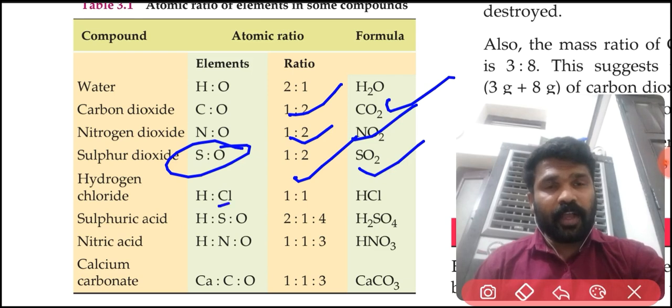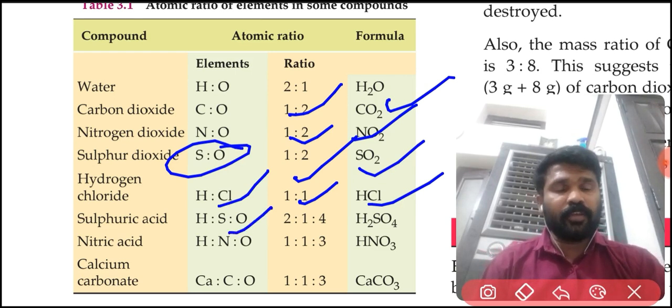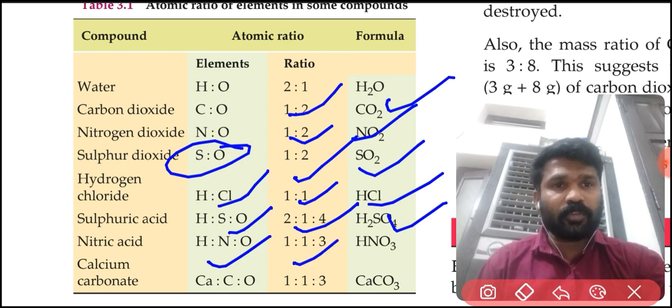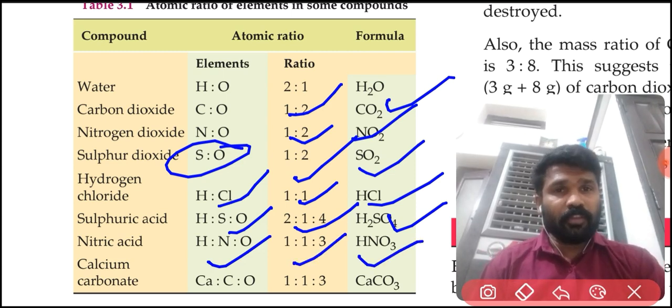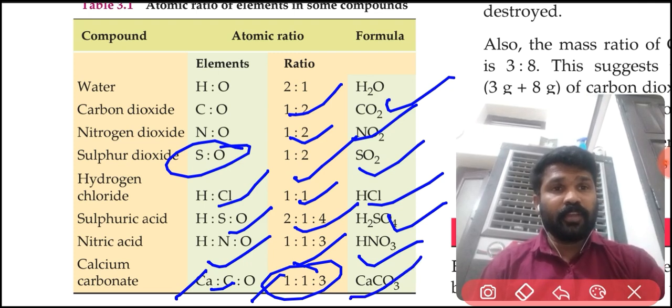Hydrogen chloride, hydrogen and chlorine, 1:1, HCl is formed. Sulfuric acid, hydrogen, sulfur and oxygen, 2:1:4, H2SO4 is formed, that is sulfuric acid. Nitric acid, hydrogen, nitrogen, oxygen, these are the constituent elements. The ratio is 1:1:3, HNO3 is formed. Next one, calcium carbonate, Ca, C and O, calcium, carbon and oxygen. The ratio is 1:1:3, the compound formed is calcium carbonate, CaCO3.